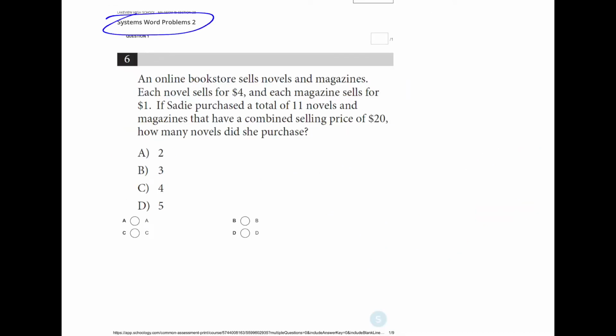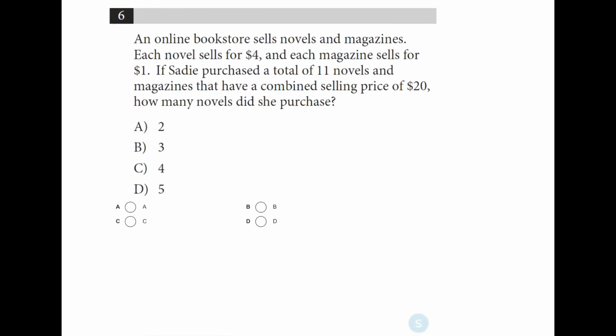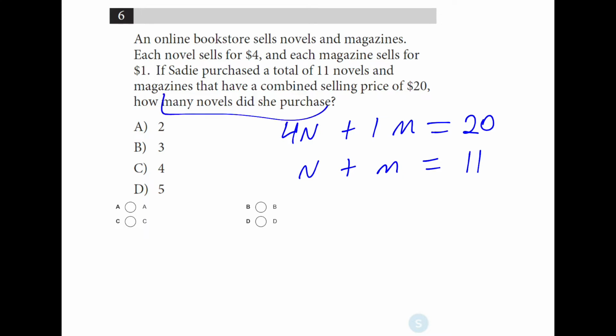Let's jump to Systems Word Problems 2. We have our money equation, 4 for a novel, plus 1 for a magazine, $20 total. Everything there was money. Then we have our total equation, some number of novels plus some number of magazines, total of 11. They want to know novels. So this one is already set up for elimination. If I subtract all 3 columns straight down, my m's will go away. 4n minus n is 3n, m minus m is gone, and 20 minus 11 is 9. So n is equal to 3.